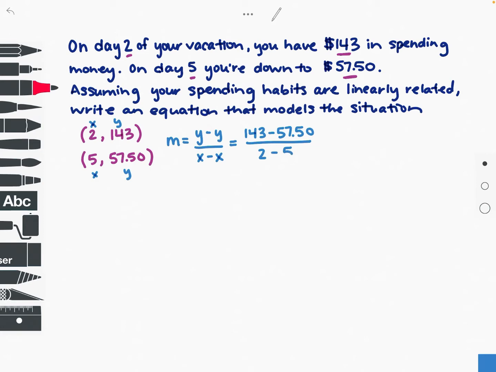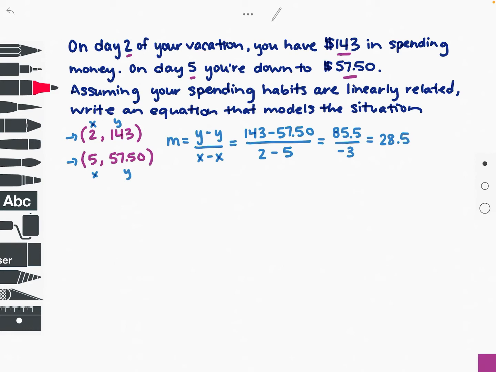Just make sure you do the same order both times. So since I went top minus bottom, I did top minus bottom. What I mean by that is by these ordered pairs. And so my rise is 85.5, and my run is -3. And if you just divide that out, I get 28.5.